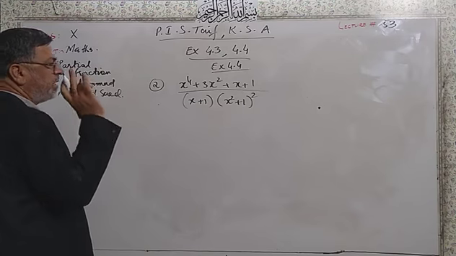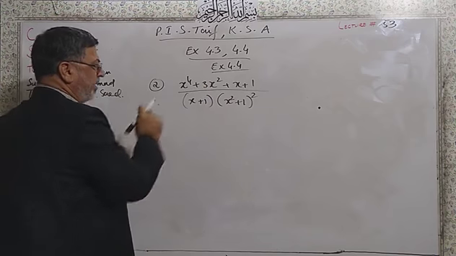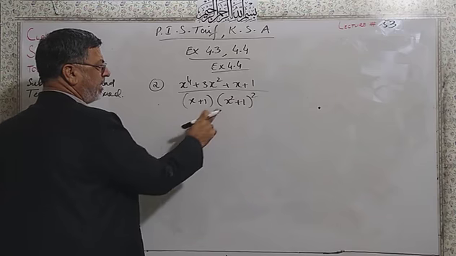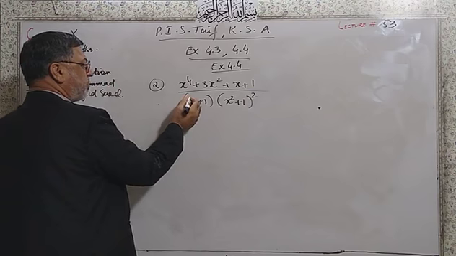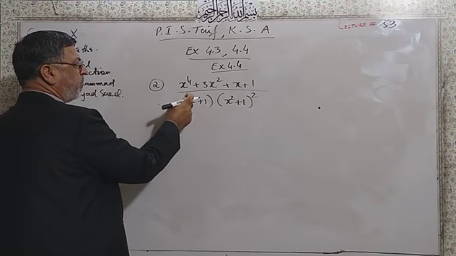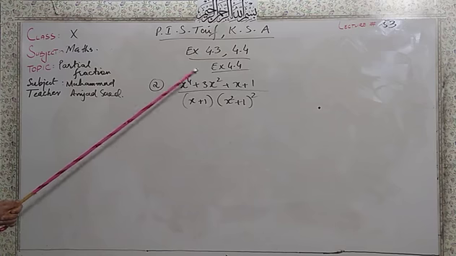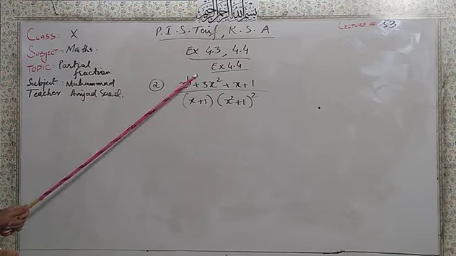So first of all, you must check the order of numerator and denominator. Here the order of the numerator is 4 and the denominator, x squared plus 1 whole squared, has order 4, plus 1 for x to the power 1, is 5. So the order of numerator is 4 and order of denominator is 5. So it is a proper fraction.